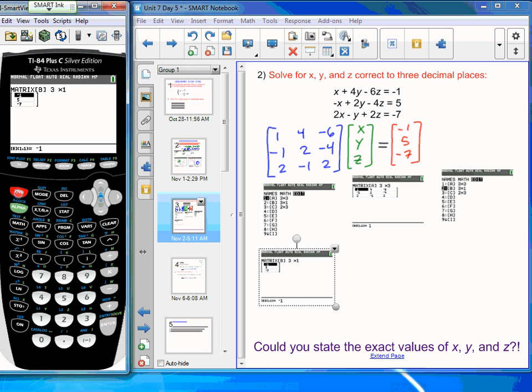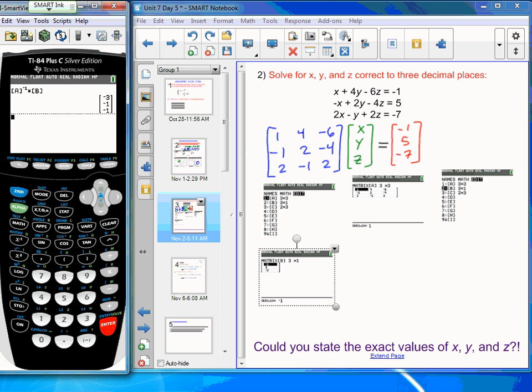Ready? Here we go. Home screen. I want that matrix named A. I'm going to take its inverse. Bam! Now I'm going to multiply it by matrix B. So I get the matrix named B. Boom! And then I'll go ahead and press enter. Voila! The calculator spits out my solution point, and I got exact values.